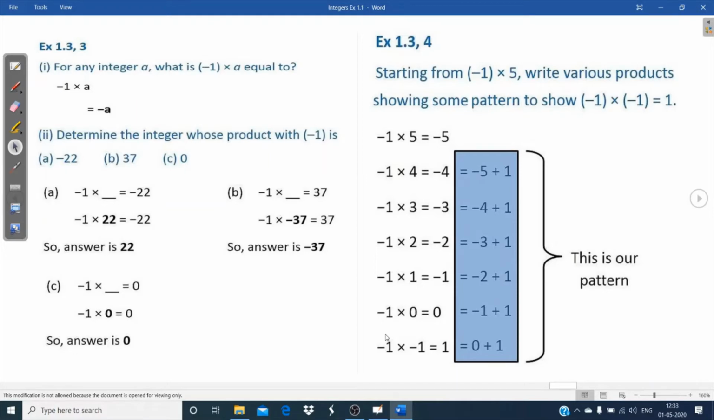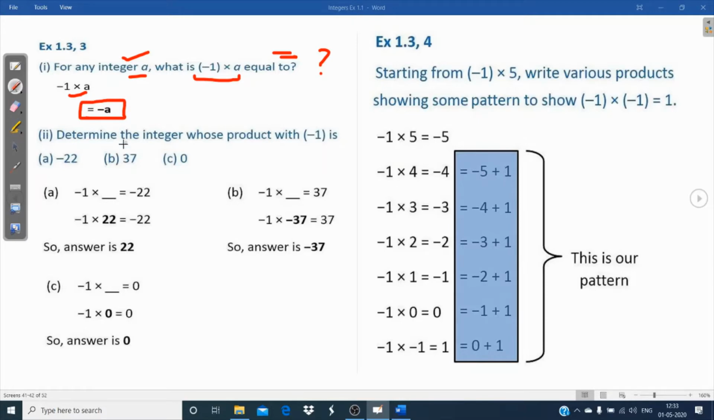Now next question, question number 3. First part, for any given integer a, what is minus 1 into a equal to? Means an integer is there, and that integer is multiplied by minus 1. So their product will be equal to what? Means now you have to multiply a with minus 1. So a into 1, a 1 is a you can write, and sign minus. So what will you get? Minus a.